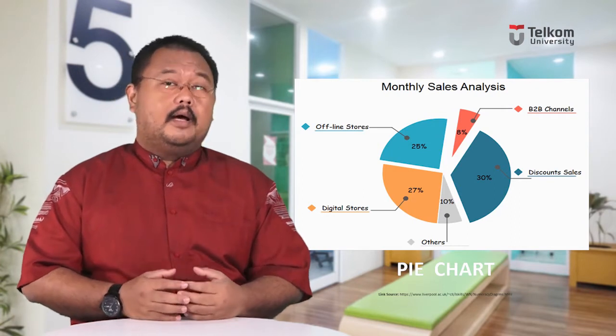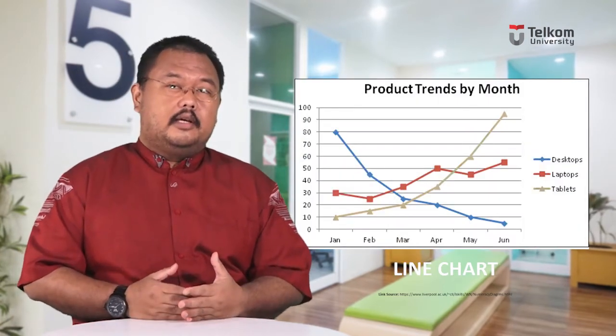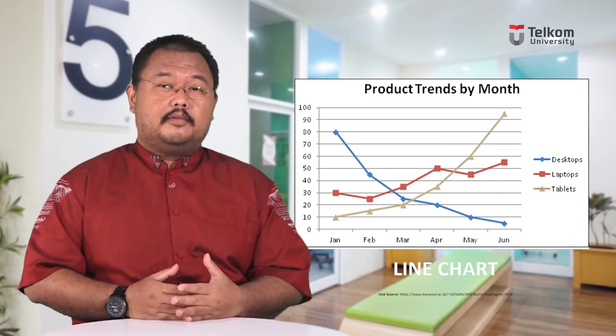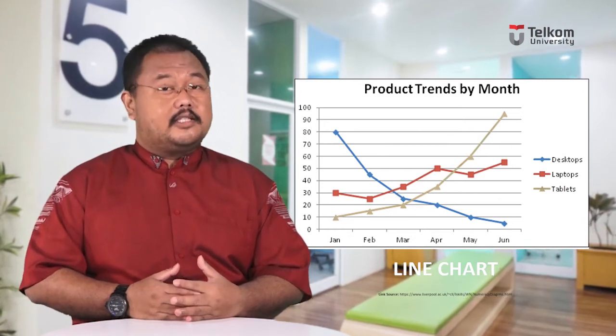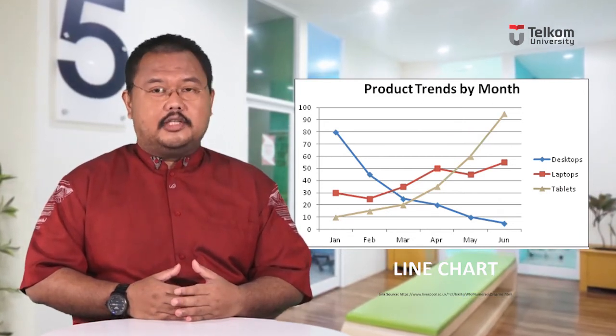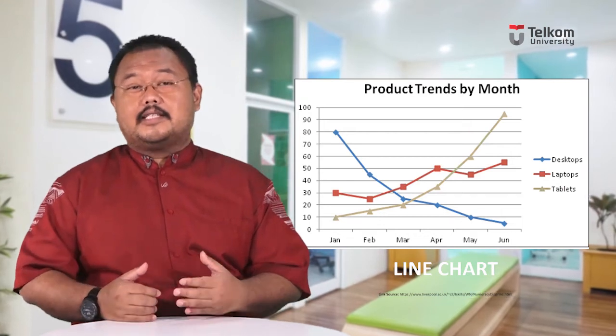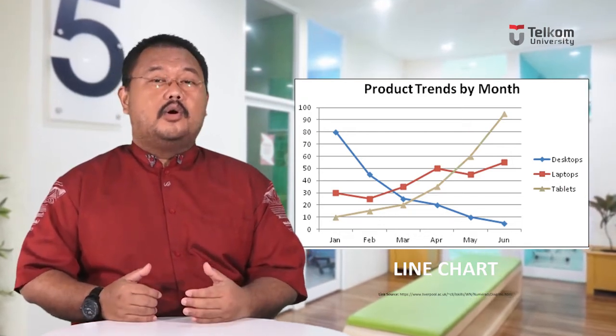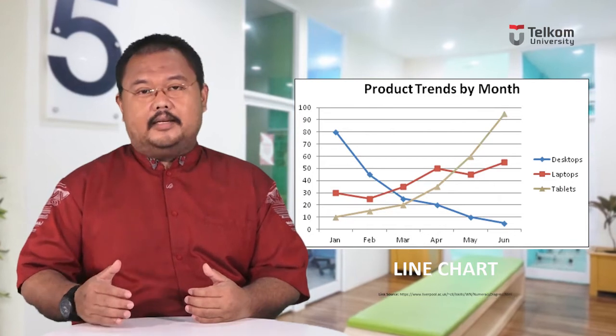Number 3. A line chart. It is a graphical representation of an asset's historical price actions that connects a series of data points with a continuous line.